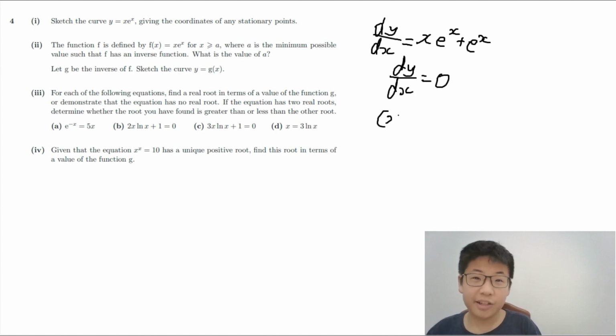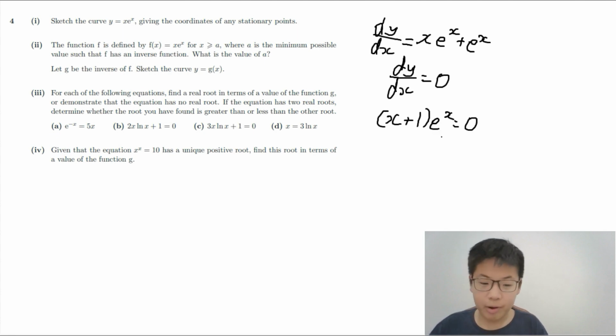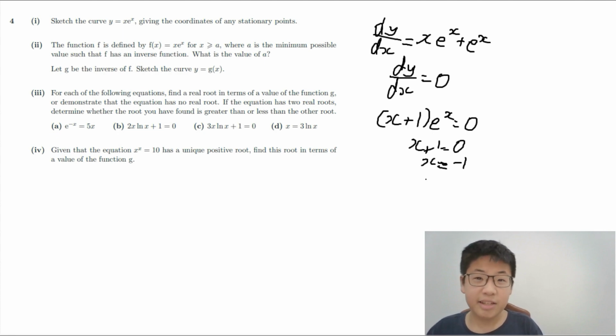So we can factorize the expression as (x plus 1) e^x equals 0. Since e to the power of x is always greater than 0, x plus 1 equals 0 and x equals negative 1. Substituting this into the equation gives y equals negative 1 over e.